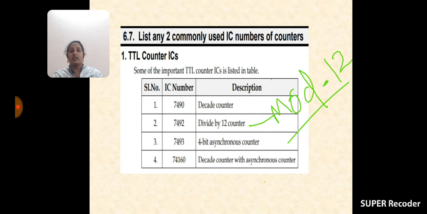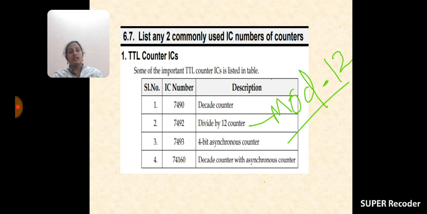You observe one thing here: the TTL family provides IC numbers in the 7400 series, but CMOS always starts with the 4000 number. TTL starts from 7 and CMOS starts from 4. This is also one of the important questions and it comes for 3 marks: list out the IC numbers that produce counters, or if it is a 1 mark question, list any 2 commonly used IC numbers.